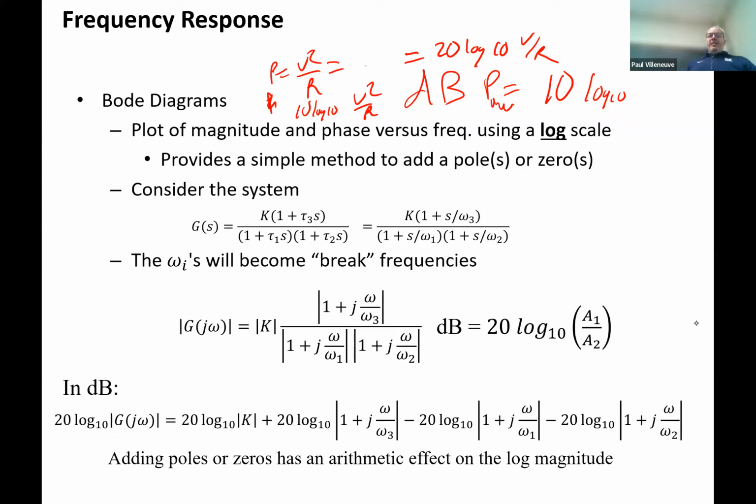So when we do dB, we're going to add our poles and zeros, and we're just going to add or subtract the log magnitude. We don't have to do any multiplying or dividing. It's exactly the same as the phase shift. So it makes the math a little bit easier.